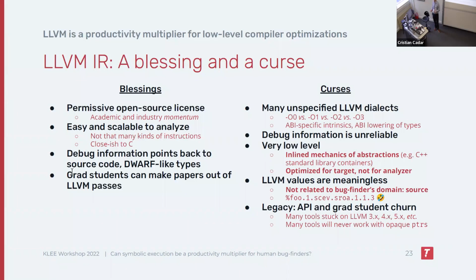So far, I think LLVM has been this blessing and curse. It's a blessing because it's permissively licensed, and that's been great for both academia and industry. It's caused a lot of momentum. You can get a paper out of an LLVM pass, or at least you used to be able to. It's reasonably simple. There's not that many instructions, so you can generally scalably analyze it, and it appears to have reasonable debug information. Some values can be related back to source code locations.